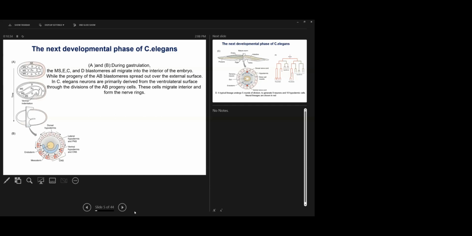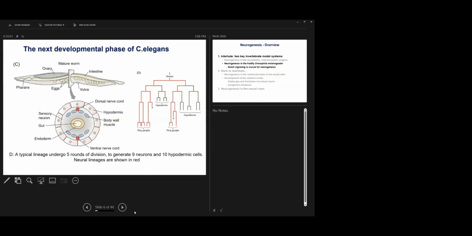Then you have outward movement of cells, the epiblast from the hypodermis or ectoderm, then other cells form other organs. And here, this is the developed roundworm, which has different structures. You have the ovary, and this is a mature worm, which has intestine and eggs. This is the cross section showing the developed C. elegans, showing different organs like the gut. You have endoderm. You have the nerve cord on either side, the dorsal nerve cord and the ventral nerve cord. You have the body wall muscles.